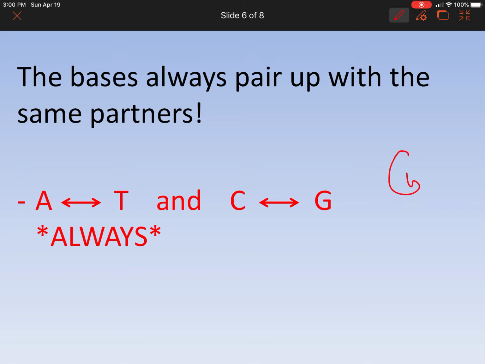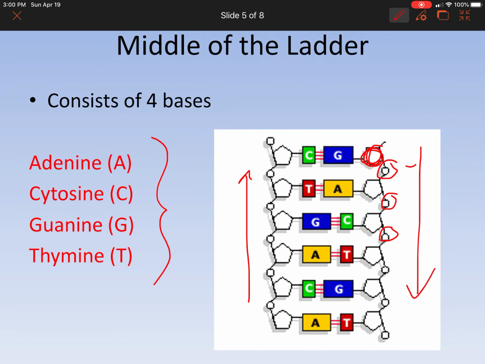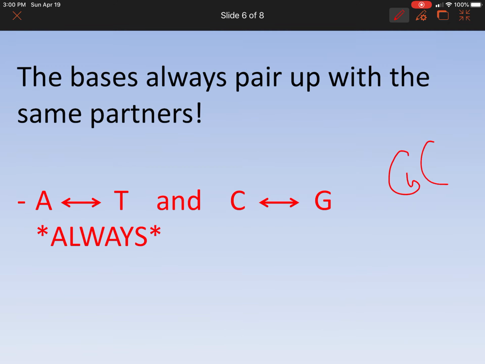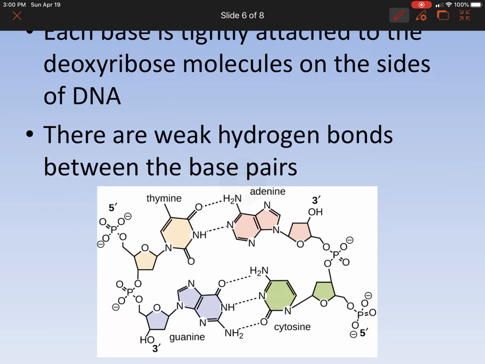Now, one way for me to remember this is I just think of GC, Garden City Collegiate. So C and G are always together. A and T are always together. So if we look here, let's double check that. Yeah, C and G, T and A, G, C, A, T. Yeah, those are all correct. So try to always remember that.